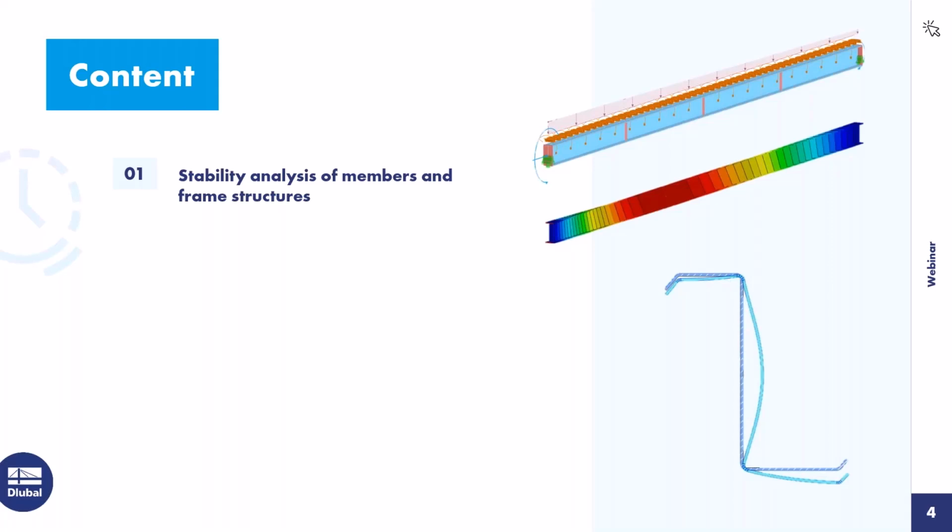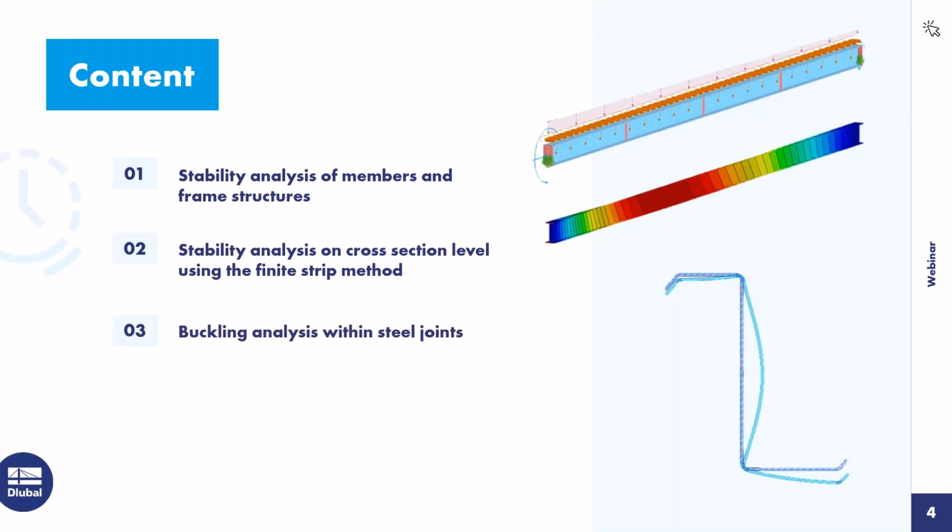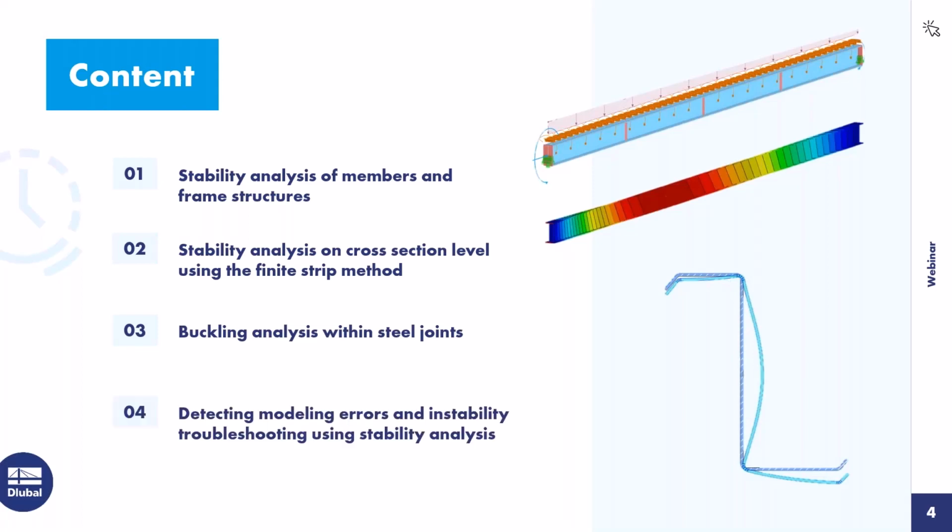And the table of content looks like this. First I want to focus on the stability analysis of members and frame structures. In the second step, I want to go to the stability analysis on a cross-section level using the finite stripe method. Then I want to show you how the buckling analysis is integrated in the steel joints add-on. And lastly, I want to show you how we can use the add-on structure stability for troubleshooting of instabilities.